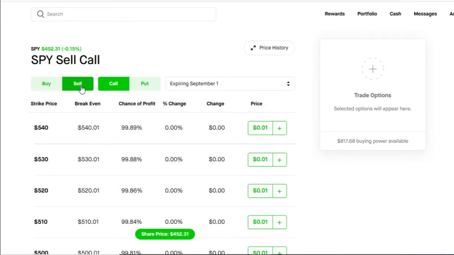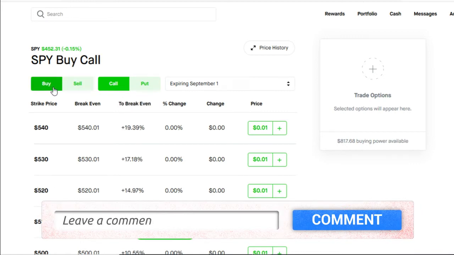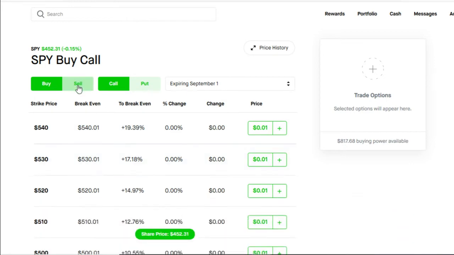The reason why I'm going to start off with a sell call instead of a buy call is because with the buy call, it doesn't give you the chance of profitability. Now that I switch over to the sell call, you can see it right here. You do get a chance of profitability. So that's why I usually like to start off with the sell call.